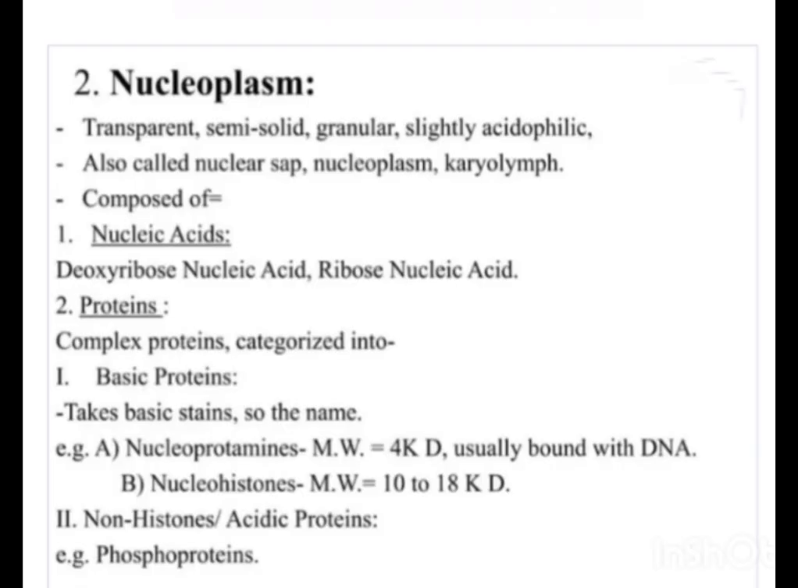Next we are going to see the nucleoplasm. Transparent, semi-solid, granular, slightly acidophilic, also called nuclear sap, nucleoplasm and karyolymph. Composed of nucleic acids: deoxyribose nucleic acid, DNA, and ribose nucleic acid, RNA. Proteins: complex proteins categorized into basic proteins, which take basic stains, so the name is given. Example: nucleoprotamines or histones. Non-histones are acidic proteins. Example, phosphoproteins.